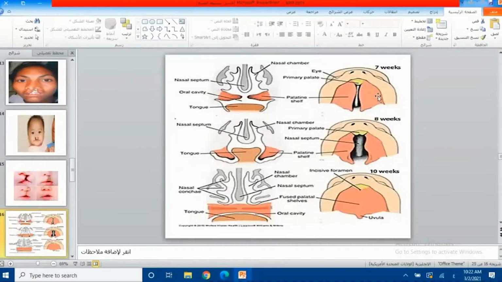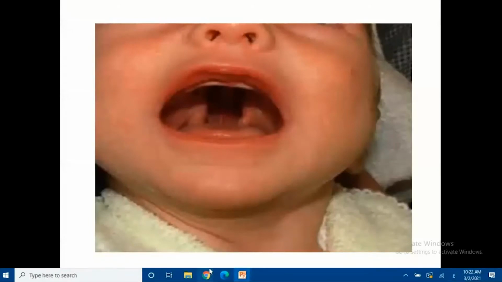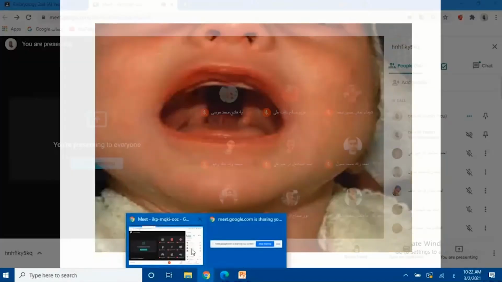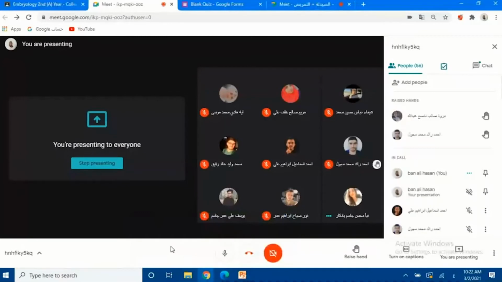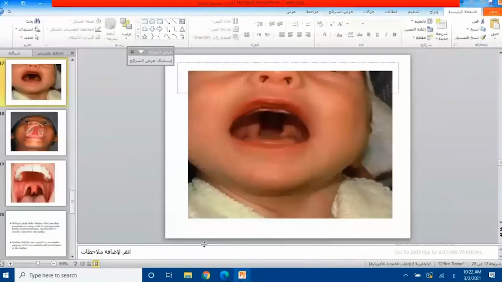Look, as we said before, the palatine shelves fuse right here week by week until we have the secondary palate. Okay, but if there is a lack of fusion, we will have the cleft right here. Okay, the cleft right here. So look at here. What's the kind of the cleft right here? Raise your hand, please. Yes, Marwa. Cleft palate. Cleft palate. Excellent. Thank you very much.